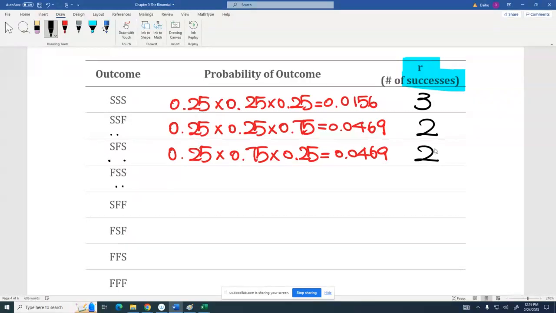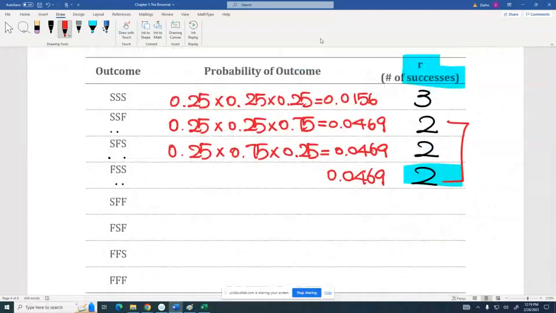Please look at the next one. How many successes? 2. How much do you expect the probability? 0.0469 again. So far so good, right? How about the next?